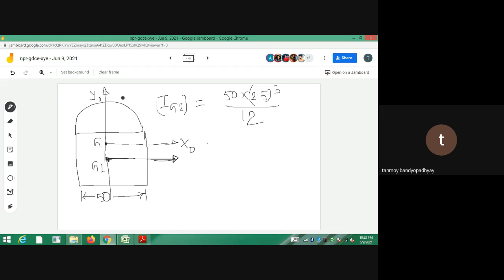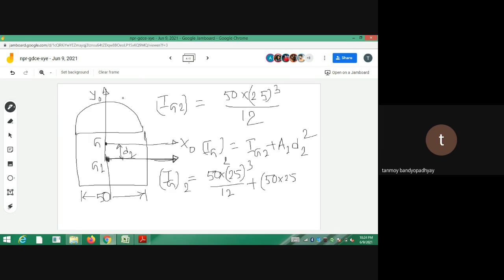So what will be IG? I am calling it for element number 2. So that is equal to IG2 plus A2 into D2 square. D2 is the distance between these two axes. So let's calculate IG2. IG2 will be 50 into 25 cube, BD cube by 12, plus A2, the area of the rectangle, which is 50 into 25, into D2.